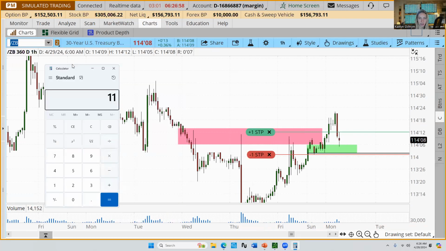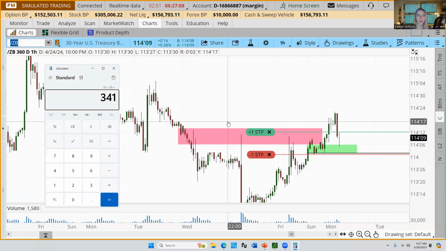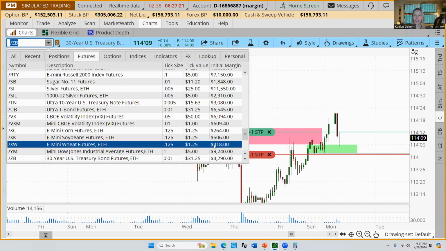So 11 ticks on bonds at $31.25 per tick. So about $341 of risk on this trade. This is where 30-year bonds can get pretty risky really quick just because the tick value is $31. So each tick up or each tick down, whether in your direction or against you, is going to be moving $31.25.